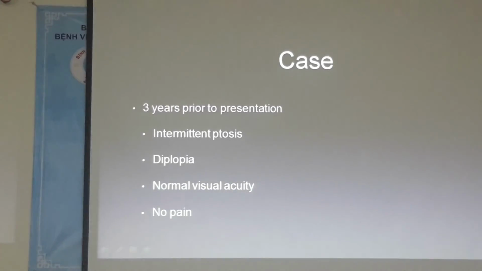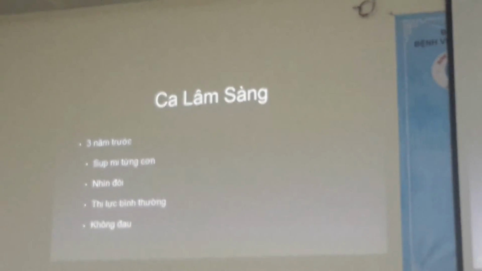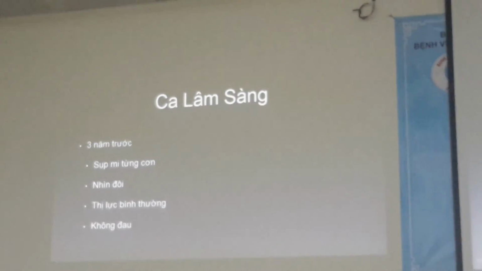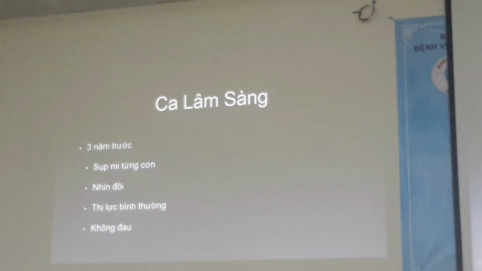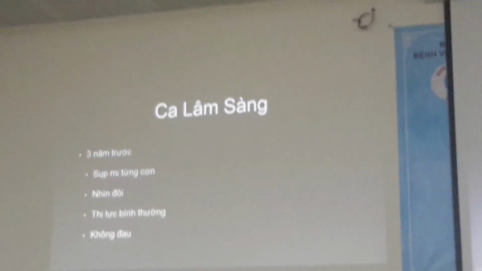And then 1 year later, 3 years before she came to see us, she developed intermittent ptosis, intermittent double vision that primarily occurred when she was driving her car. And she went to see her ophthalmologist and a pediatric ophthalmologist because of the diplopia. And she was found to have normal vision, no pain.